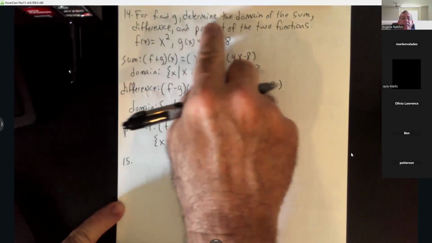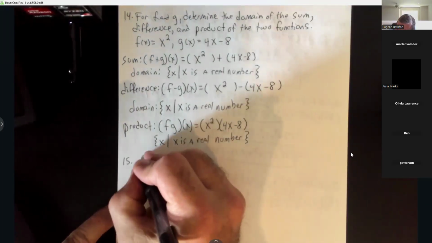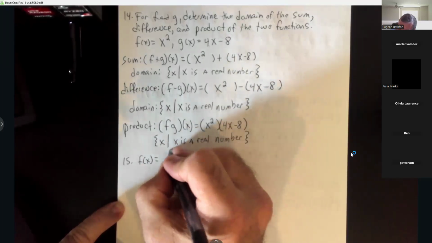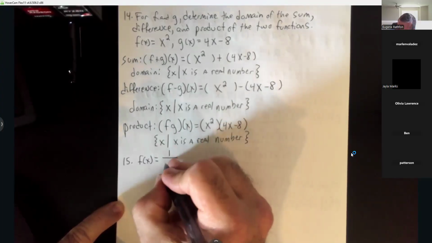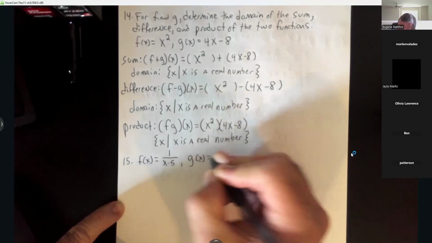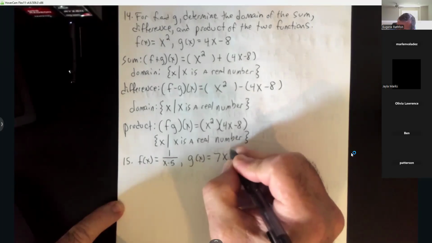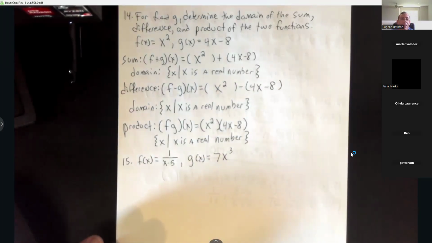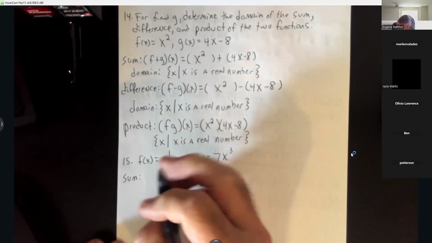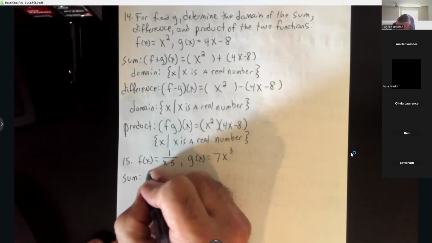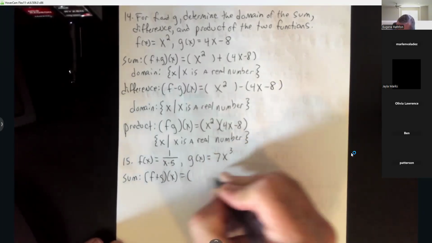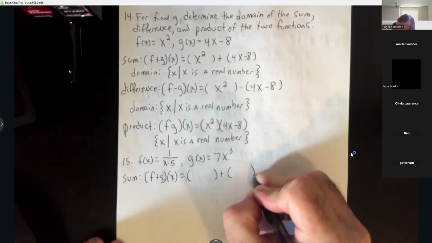Now, y'all, 15 is the same instructions, but on 15, they're giving me f of x is 1 over x minus 5, g of x equals 7x cubed. So let's start again with the sum. That's going to be adding. So f plus g of x equals my f plus my g.